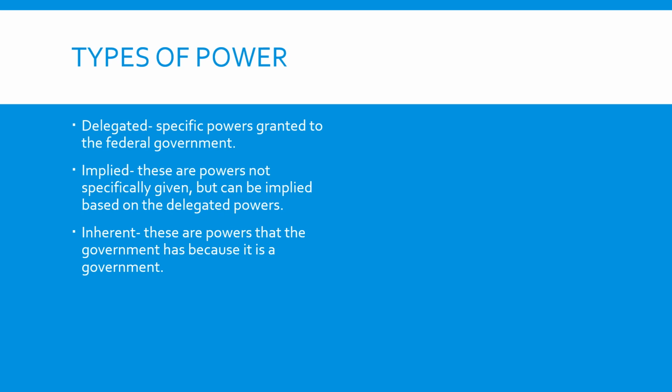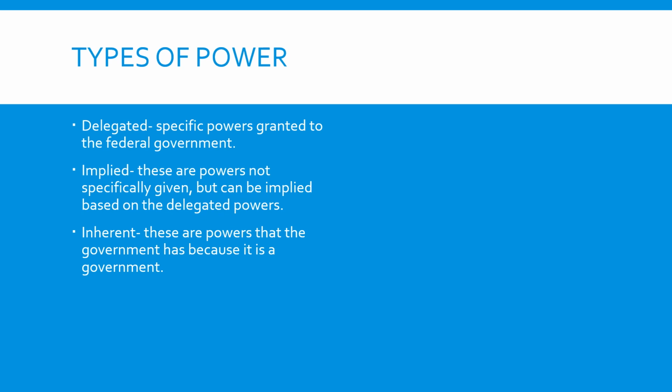Those are specific powers given to our federal government in the Constitution. No one questions those powers. They are very clearly laid out. But there are only a handful of delegated powers. And so then we get to the next level of power, which is called implied powers. Implied powers are not specifically listed in the Constitution, but they can be implied based on the delegated powers given.